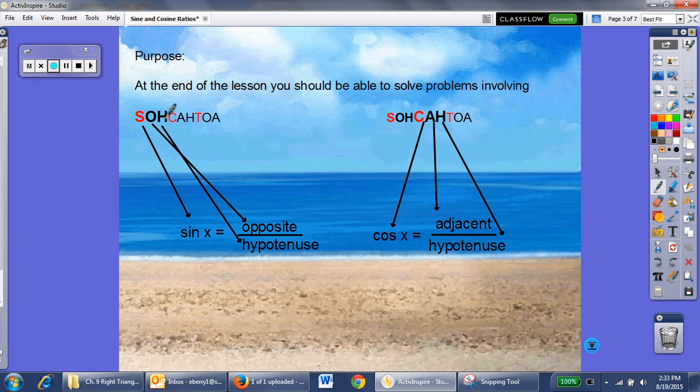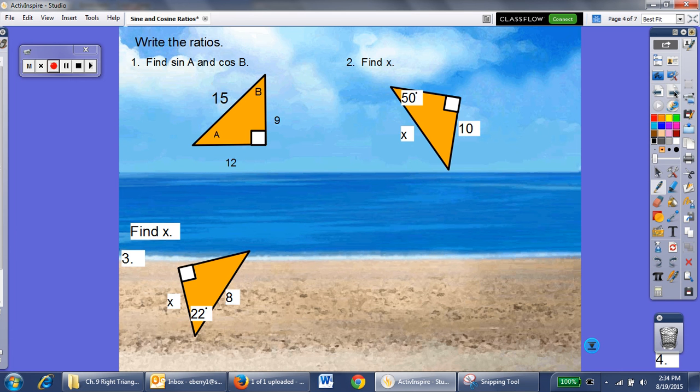So sine is the SO part of SOHCAHTOA, and that would be sine is opposite over hypotenuse, as you can see here. And the cosine, the CA in SOHCAHTOA, is adjacent over hypotenuse. Just like we did for tangent, we're going to apply this to a few problems. So looking at problem 1, this just says to write the ratios.